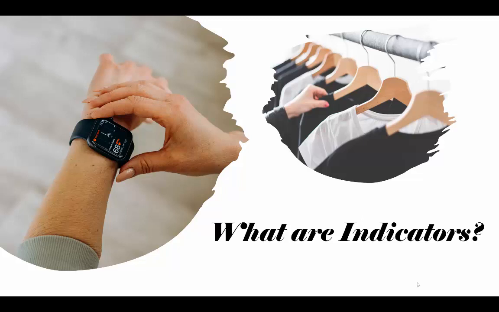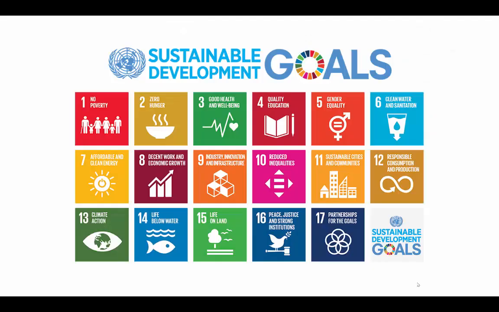Now let's go to the topic at hand. What are indicators? I like to explain this in terms of what we know as the Sustainable Development Goals, the SDGs. 2030 is actually fast approaching. The UN and all world leaders around the world have set a goal to achieve these indicators that you see in front of you. You've got no poverty, zero hunger, good health and quality education. All these are meant to be achieved by 2030.